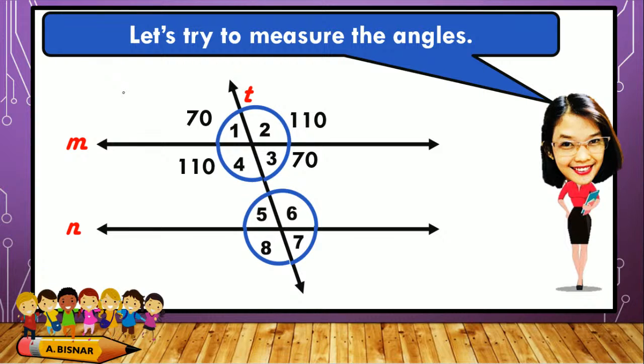And since they are linear pair, then they are supplementary. So again, they are linear pairs. And if they are linear pairs, then they are supplementary, which means to say that the total is 180 degrees.